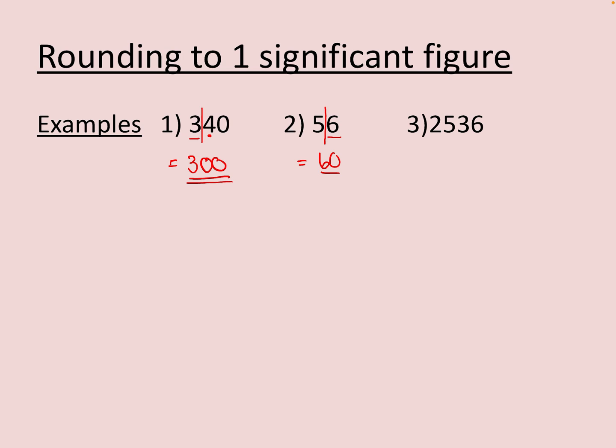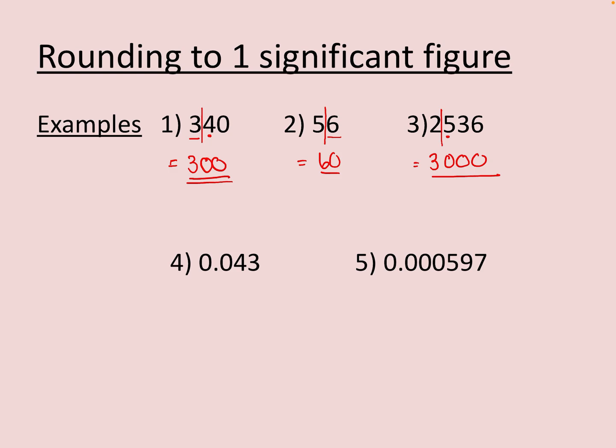Number 3, again, I want one significant figure. So looking behind the line here, this number 5 will make the 2 round up. So my answer will be 3 and the rest turn into zeros. So 3,000.